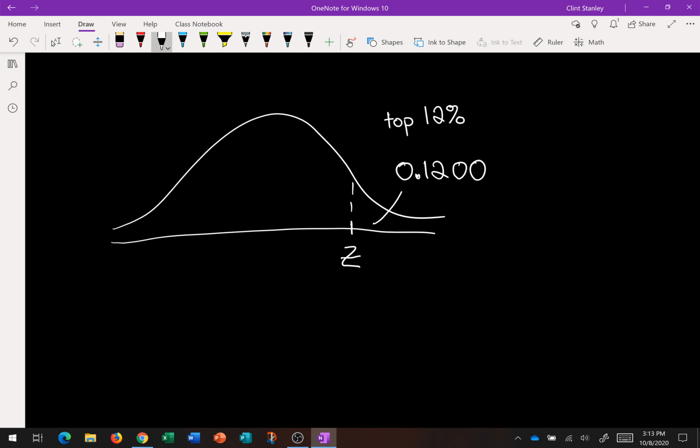Percentile means area to the left. Top percentage means that area is to the right. So now we can see this in line with the problems we've been doing. And we want to find the Z value that has an area of 0.1200 to its right. Since it's a to-the-right problem, we can just look for this area and remember to take the opposite of the Z we find, right? We can look up the one on the other side a little easier.